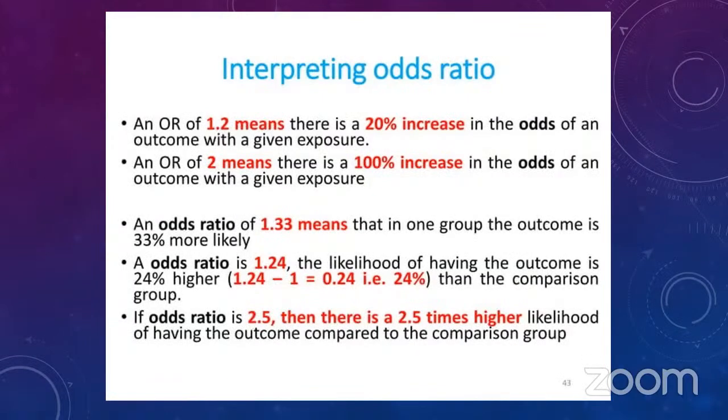Okay, so if the odds ratio is 2.5, then it means there's a 2.5 times higher likelihood of having the outcome compared to the other group. When we express it in percentages, it will be 2.5 minus 1, that is 1.5, a 150% higher likelihood of having the outcome. It is just a likelihood. It is not a definite risk ratio.